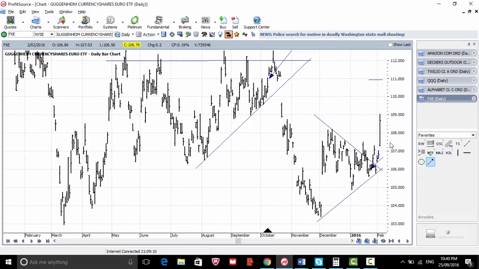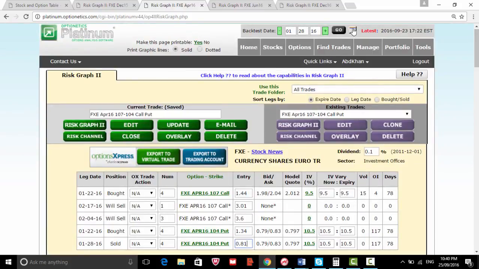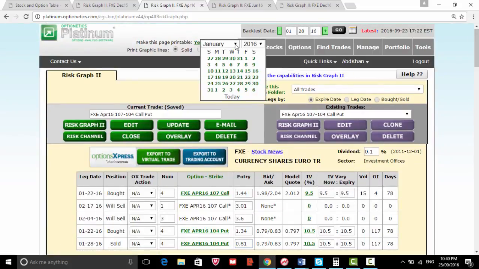So let's have a look at this date, which is the 3rd of February. I'm going to move my calendar up. 3rd of February. Let's see, where is that? Let's go to February. And it is the 3rd.